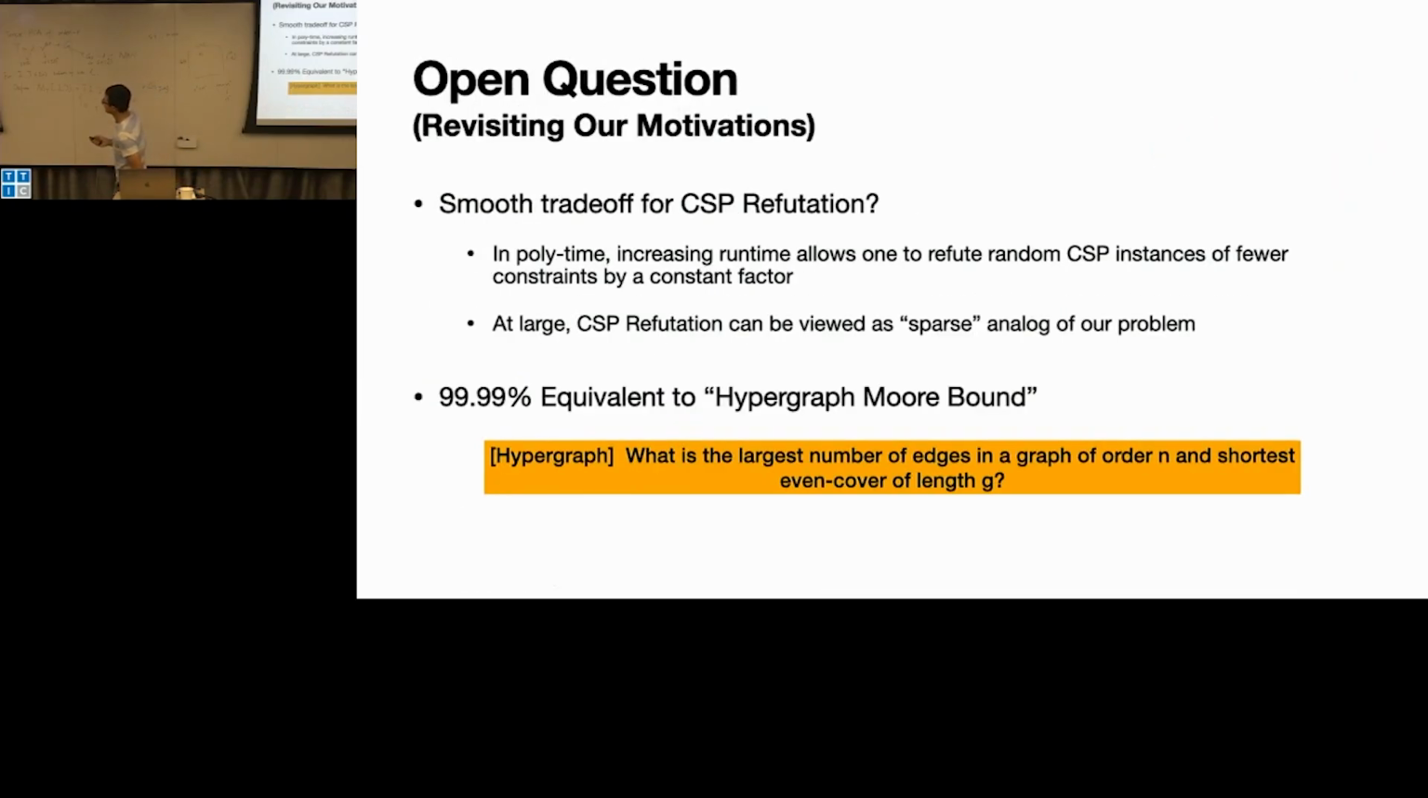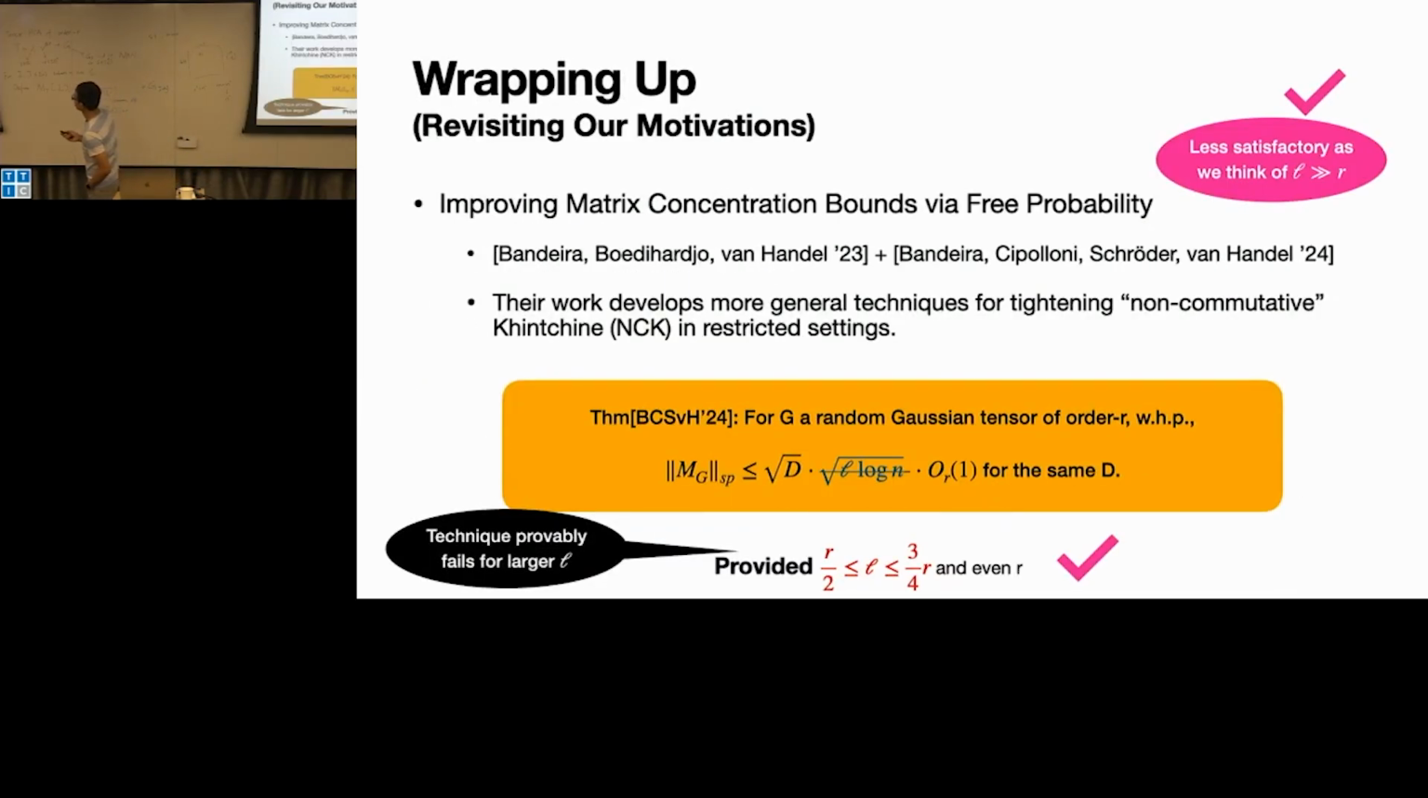So let me quickly wrap up. Let's end by revisiting why we look at this question in the beginning. We answered the question posed by Bandeira and co-authors: for larger L, what happens to this Kikuchi matrix? This result is not immediate with the current understanding of free probability. And in fact, we show that the bound predicted by free probability is off in the larger L region for this matrix.